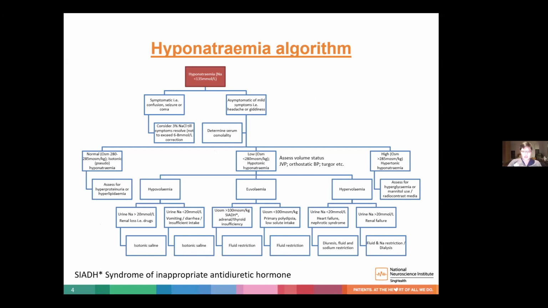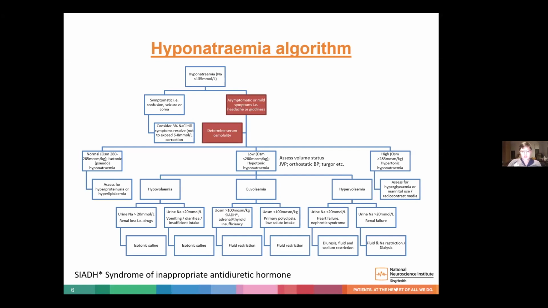So this is a busy slide, but let's just go through each of them one by one. This is a simplified hyponatremia algorithm. First, to prove hyponatremia, we need a sodium of less than 135 millimoles per liter. Subsequently, we divide them into symptomatic or asymptomatic patients. In symptomatic patients who present with confusion, seizure, coma, or obtundation, we usually just go straight to treating them with 3% hypertonic saline till the symptoms resolve, taking care not to exceed 6 to 8 millimoles per liter per day. In patients who are relatively asymptomatic or have only mild symptoms, like headache or giddiness, we need to do further evaluation before we start treatment.